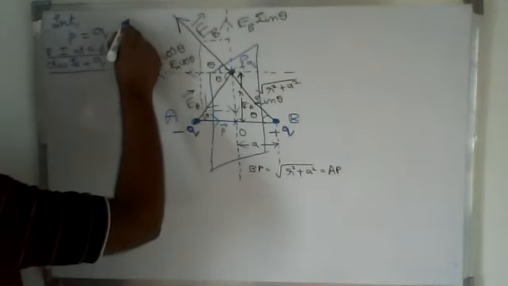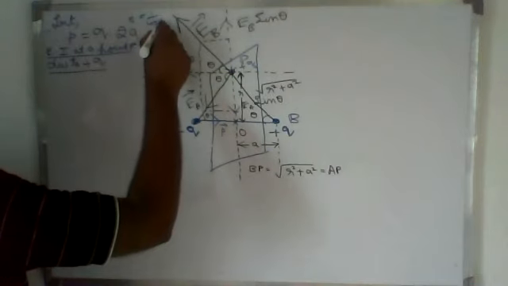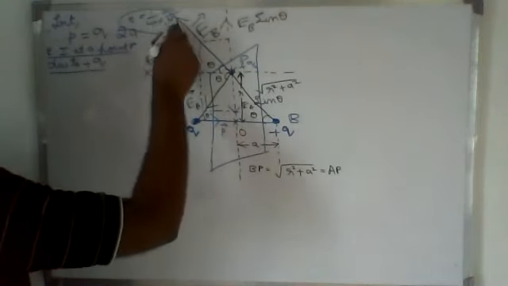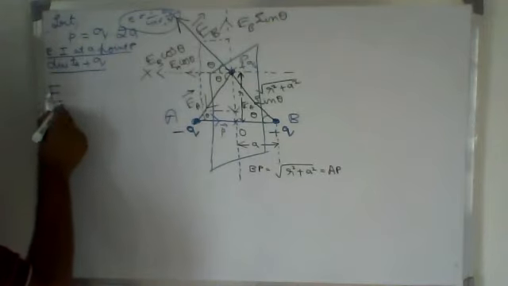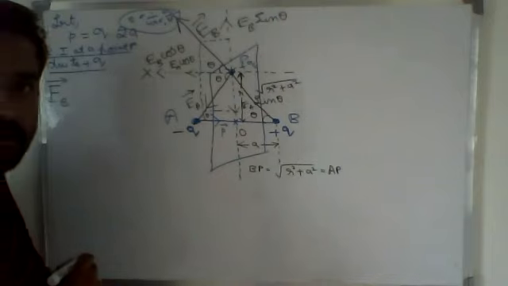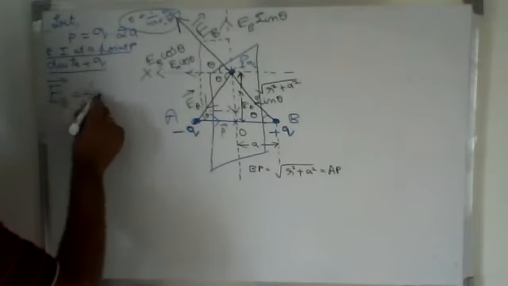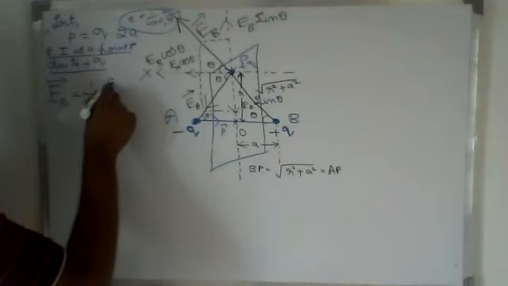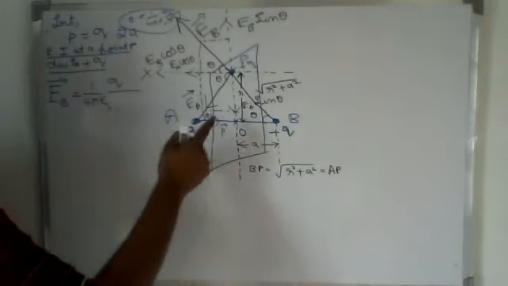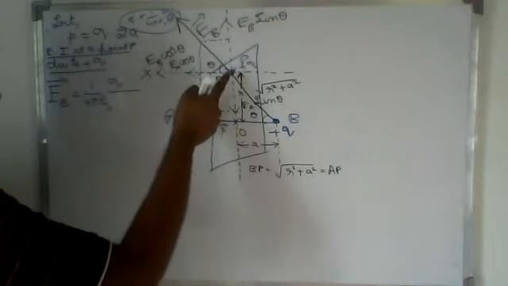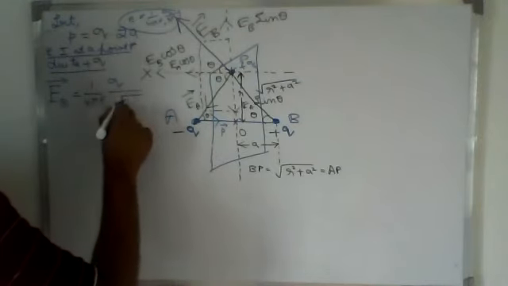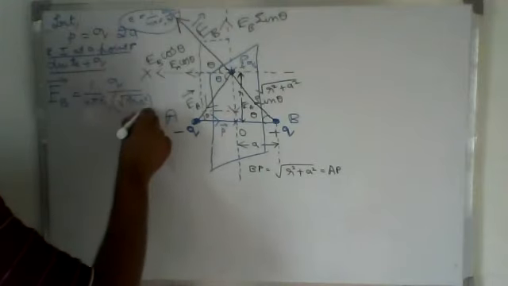What is that? E is equal to 1 divided by 4 pi epsilon naught Q divided by R square. So here the EB vector is equal to 1 divided by 4 pi epsilon naught Q divided by this distance BP square. What is the distance from B to P? Point charge to observation point distance is root R square plus A square, whole square.